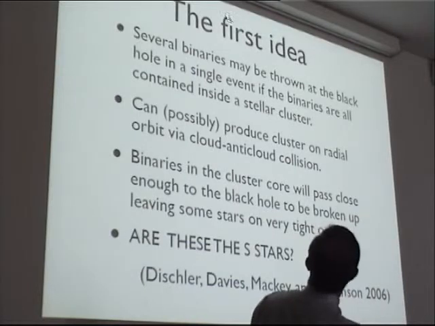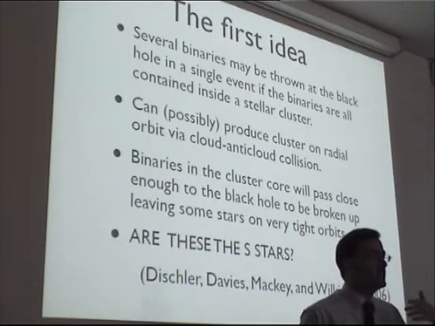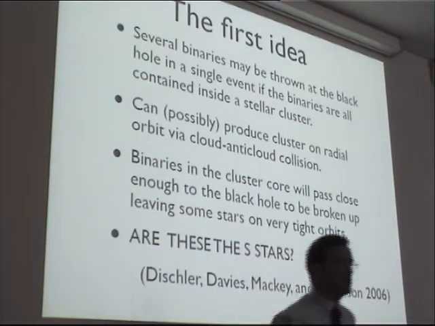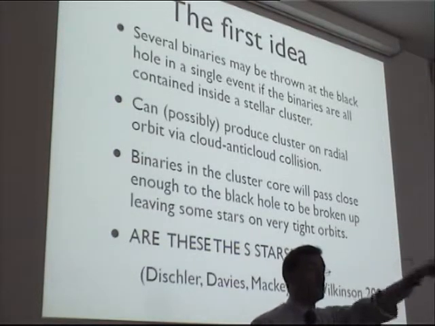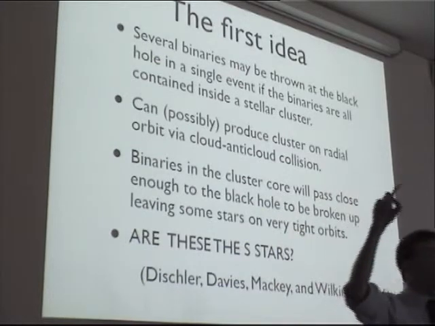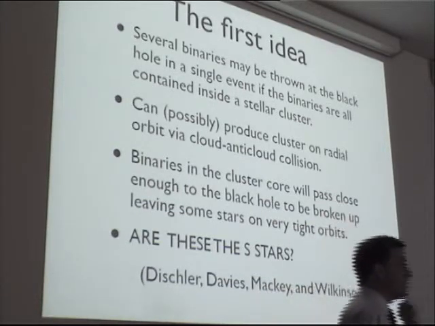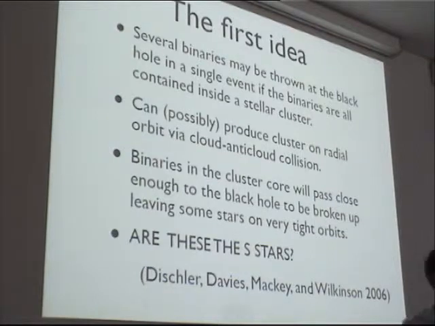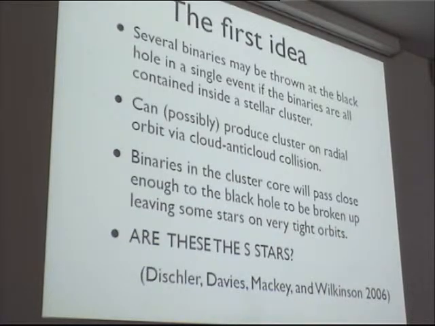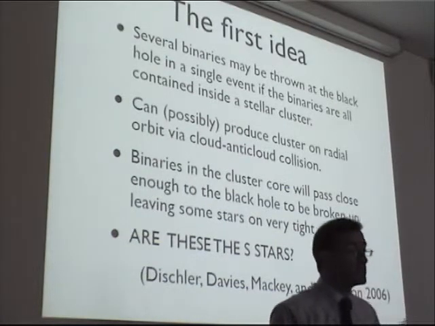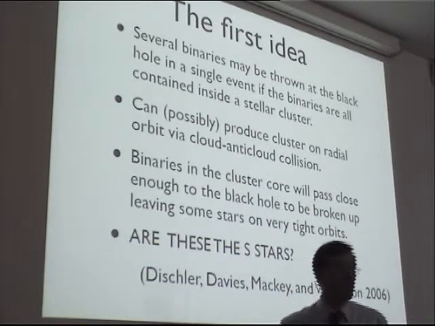Okay, so first idea, see? So if you're not paying attention, this is the first one. The first idea is really a variation on a theme we've heard before from Cole Miller and Mark Freitag's idea with others, that you can make a capture by throwing in a binary, tidally breaking up a binary, keeping one of the stars in a tight orbit. So the idea here, a slight variation, is rather than throwing binaries individually, one at a time, I take a group of stars, a cluster containing some binaries, and throw it right at the black hole. So the idea here is that several binaries can be thrown at the black hole in a single event if all the binaries are contained inside a stellar cluster.